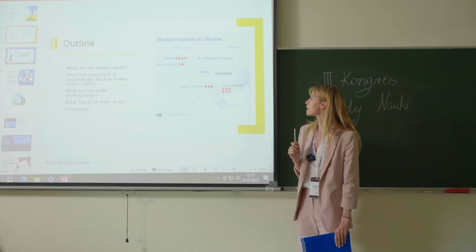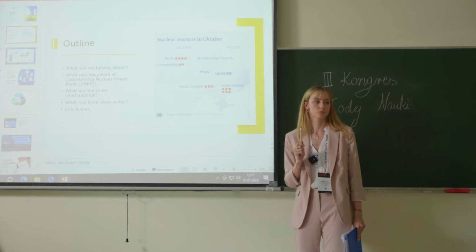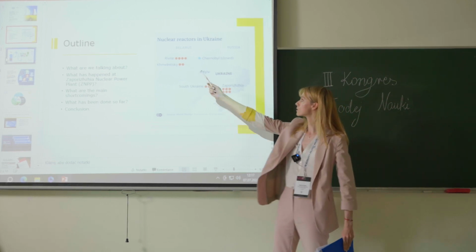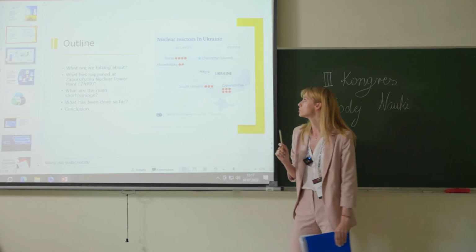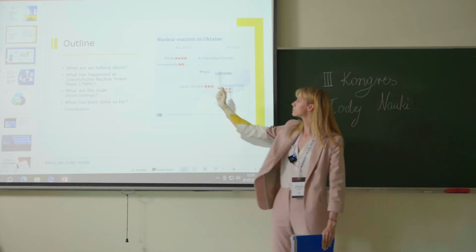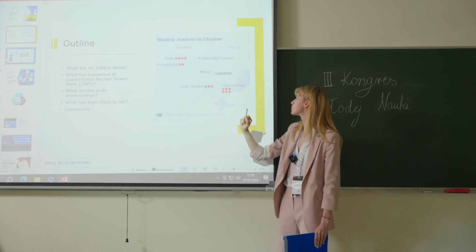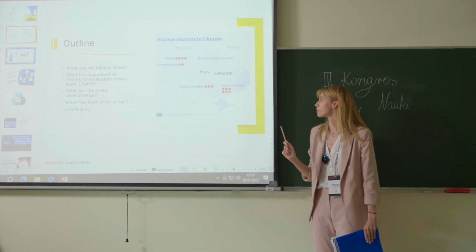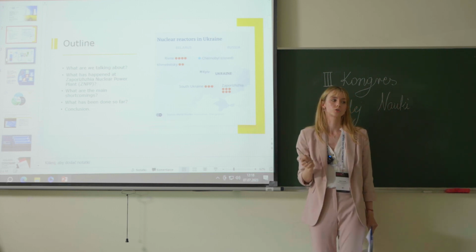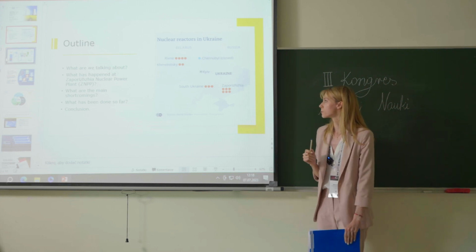So in Ukraine, we have 5 sites with nuclear power plants. These little dots are representing the nuclear power units. We have 4 in Rivne, 2 in Khmelnytsky, 3 in southern Ukraine, Chernobyl is closed, and 6 in Zaporizhia nuclear power plant, which makes it the largest not only in Ukraine, but also in Europe.